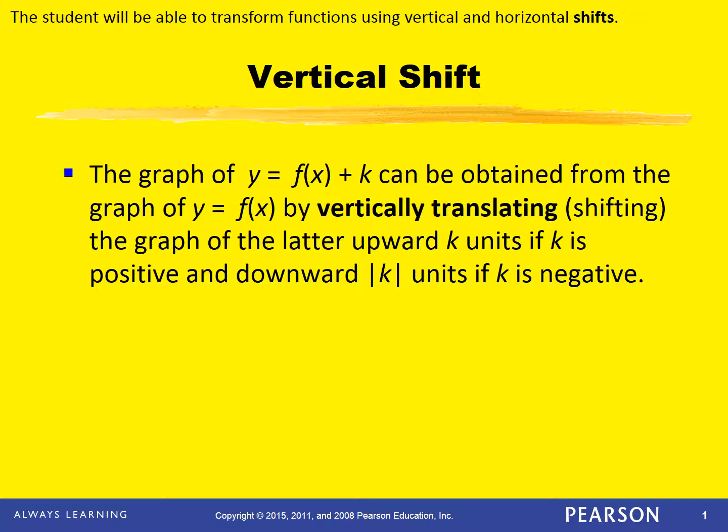And so vertical shift goes this way. The graph of y equals f of x plus k can be obtained from the graph of y equals f of x. That's what they give you in the problem, y equals f of x, by vertically translating or shifting the graph of the latter upward k units for k positive and downward absolute k units for k negative.